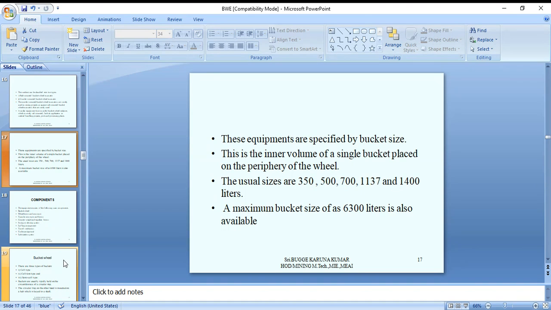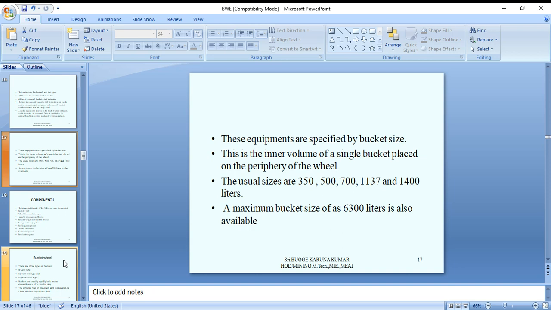These equipments are specified by the bucket sizes. This is the inner volume of a single bucket placed around the periphery of the wheel. The usual sizes are 350, 500, 700, 1137, and 1400 liters. So these are the bucket sizes available from different types of manufacturers. Usually 350 liters.